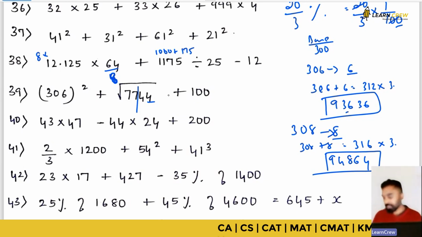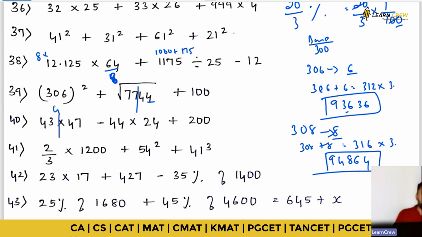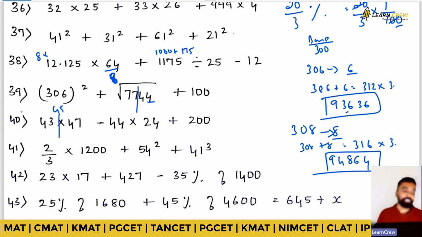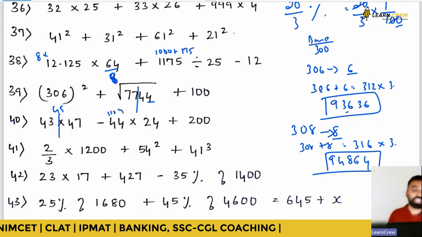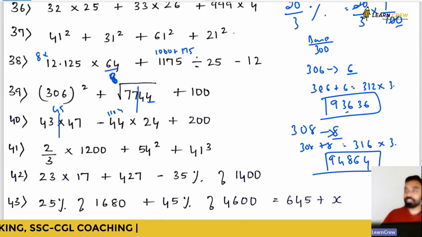Okay. 43 into 47. 45 is the between number, right? Then you start solving it. Easier. This 44 you can split it as 11 into 4, and then you can solve it. The same method you need to implement.